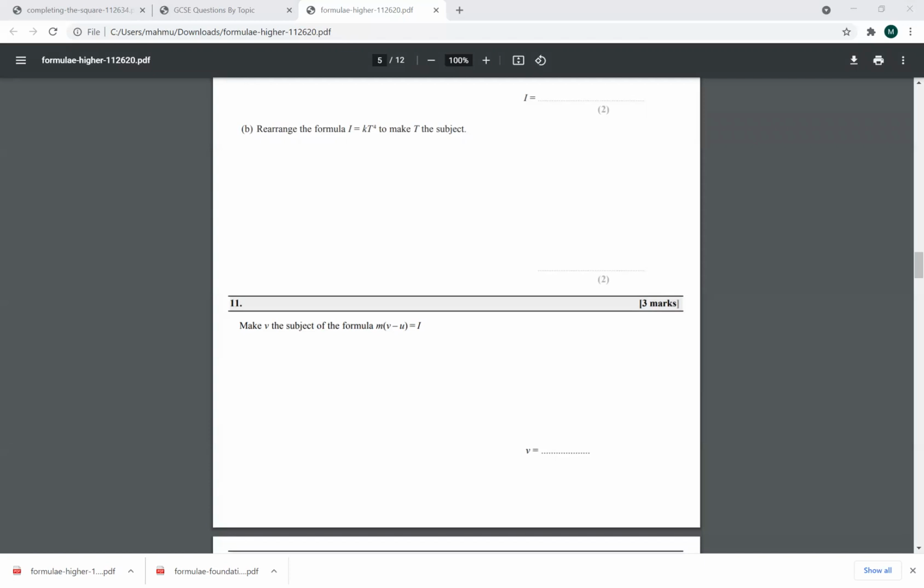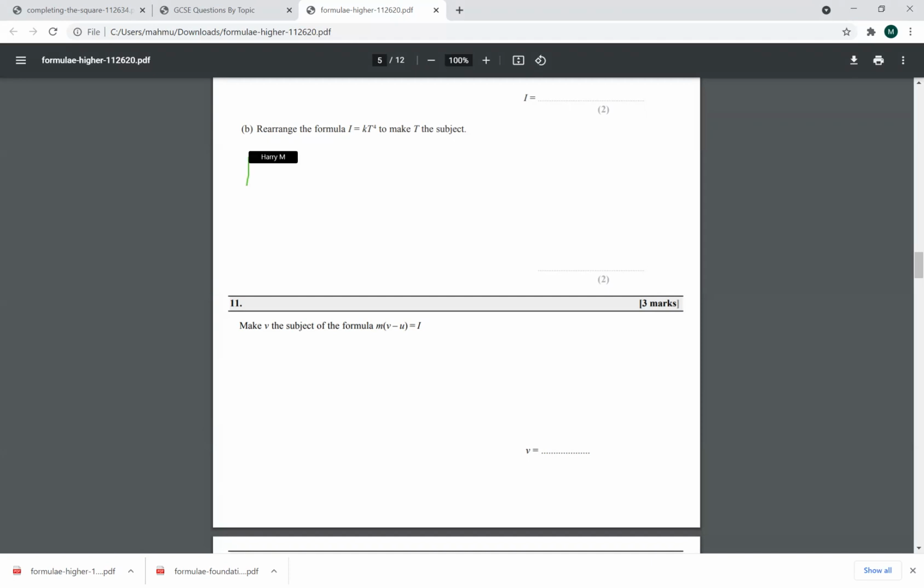Okay. So then, wow, that's confusing. It's k times t to the power of 4 equals I. Yep. So how will you make T on its own? Figure out what you're going to do first. You're separating the K from the T to the power of 4.